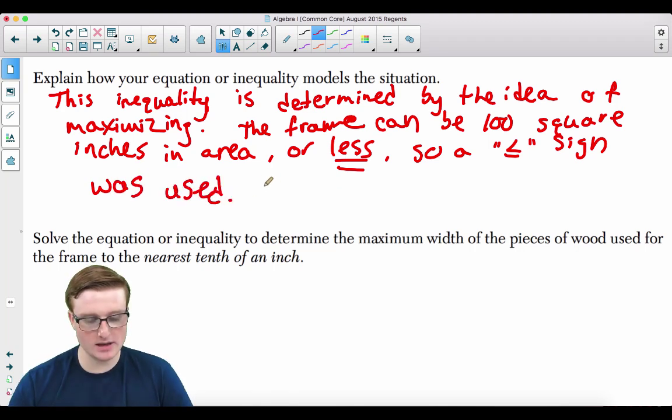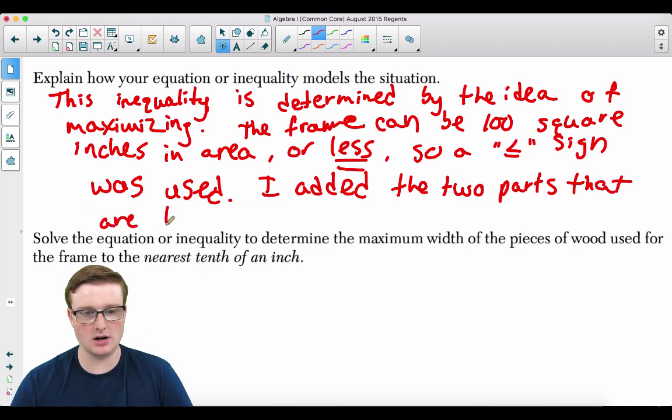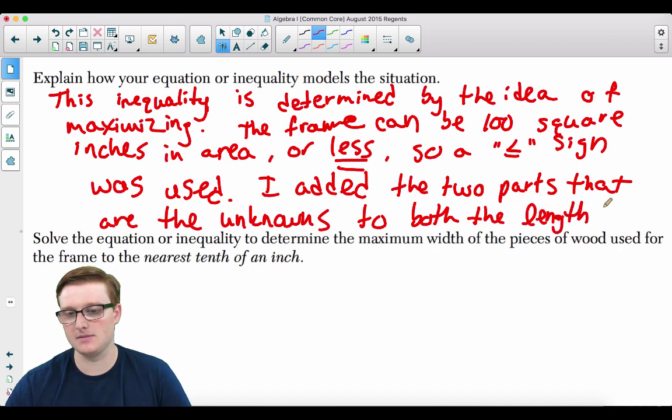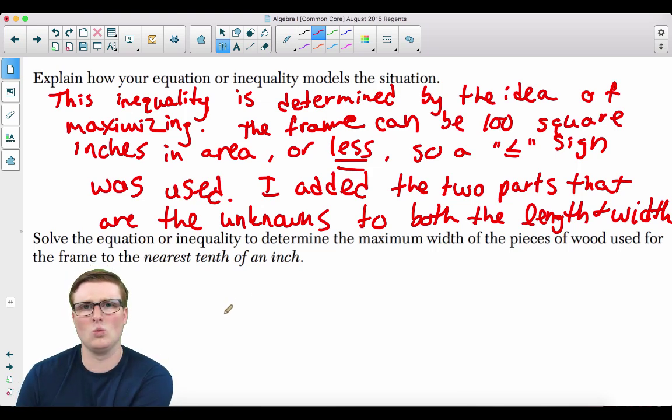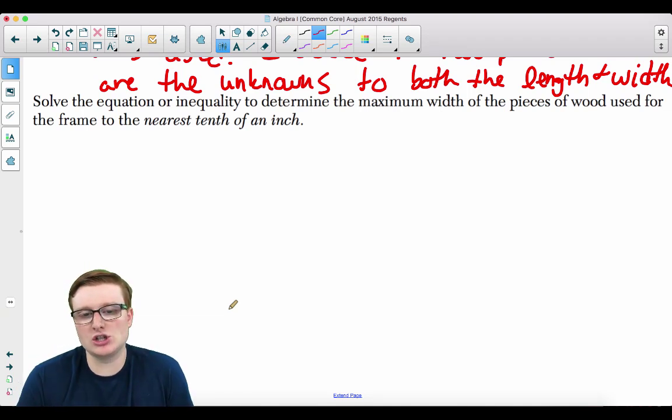Okay? Now we could say I added the two parts that are the unknowns to both the length and width. And that would just be explaining what the situation models. Then it says solve the equation or inequality to determine the maximum width of the pieces of wood used for the frame to the nearest tenth of an inch.